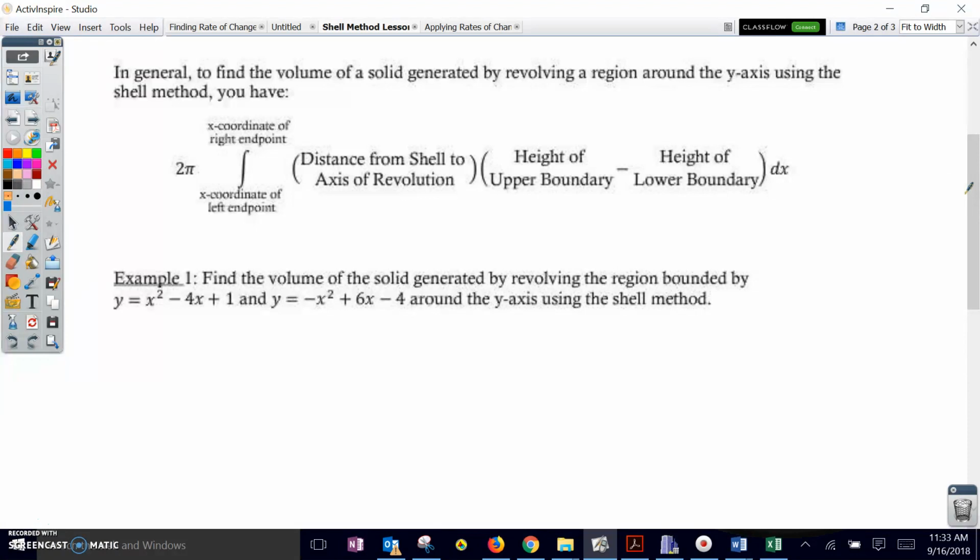But in general, the formula for using the shell method to find the volume of a solid generated by revolving around the y-axis is 2 pi times the integral from the x-coordinate of the left endpoint to the x-coordinate of the right endpoint. And the integrand is going to have two parts to it. The first is the distance from the shell to the axis of revolution, and the second part is the height of the shell, which we determine by taking the height of the upper boundary minus the height of the lower boundary. Alright, so let's look at how we do this with this first example.